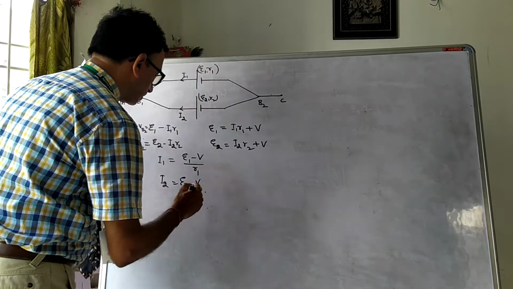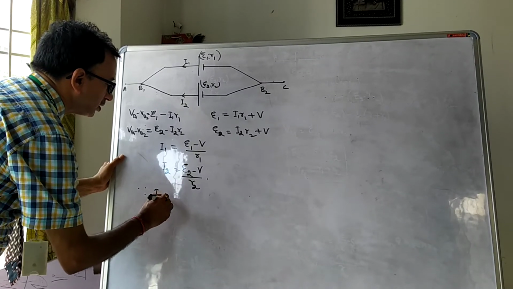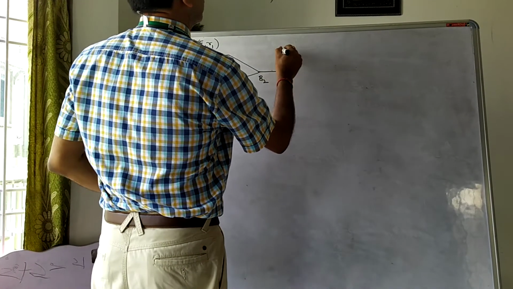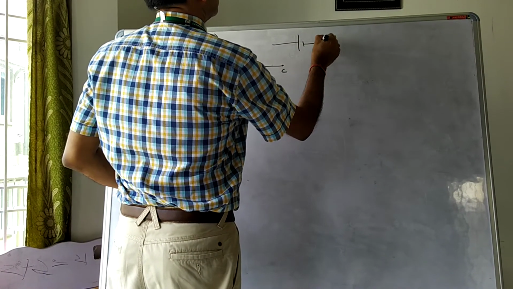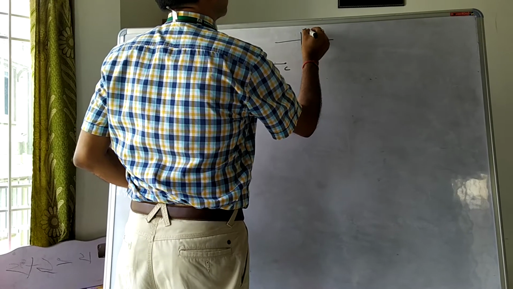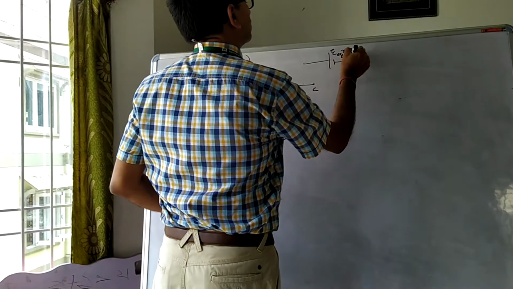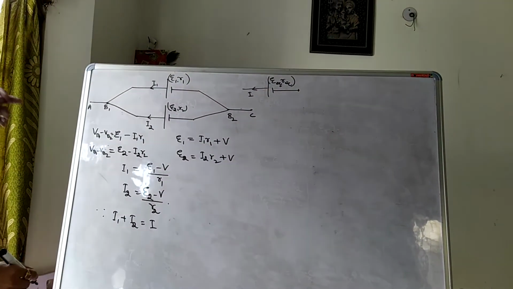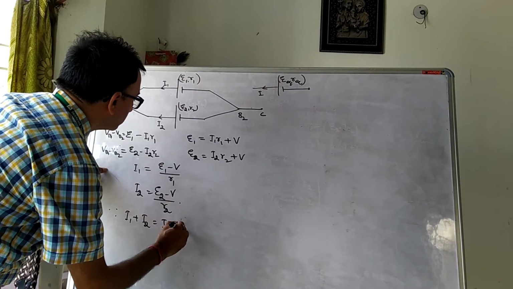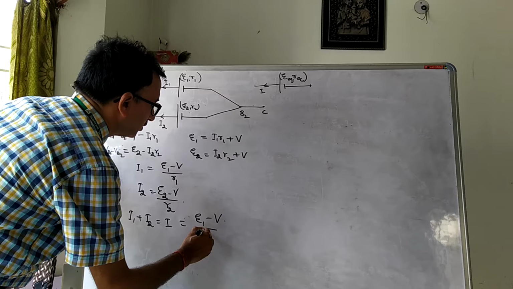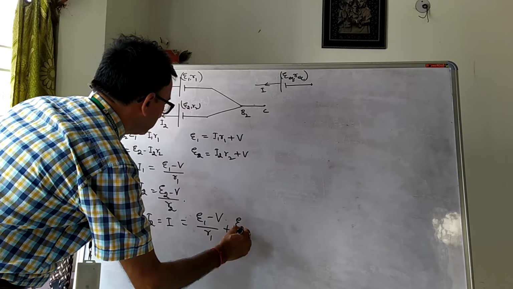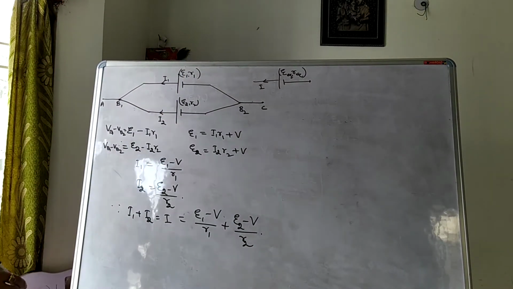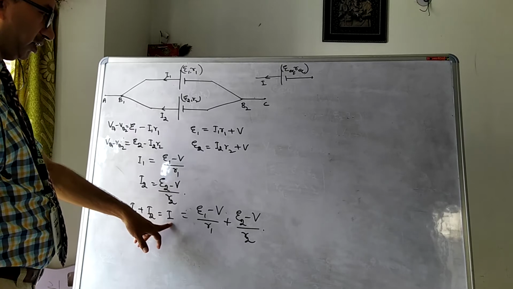Now, I1 plus I2 will be treated as I, the current through the equivalent cell. So therefore, I will be E1 minus V divided by R1 plus E2 minus V divided by R2.